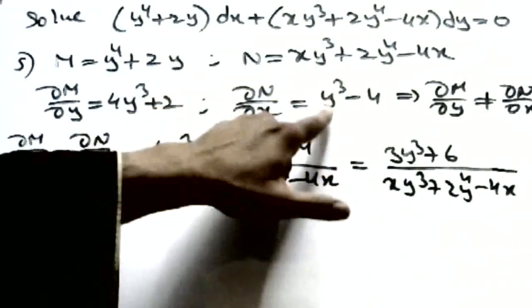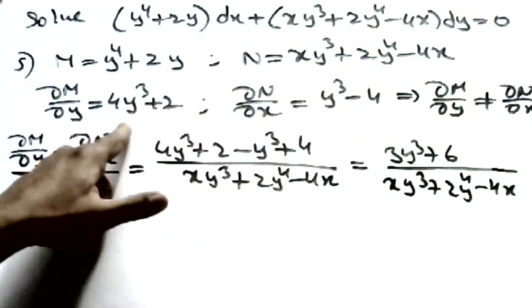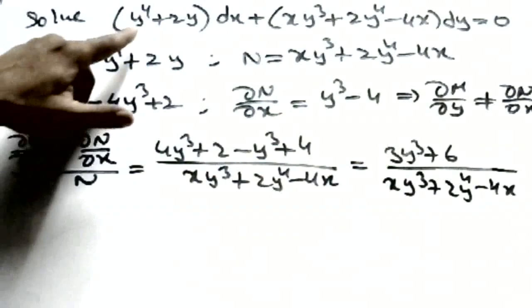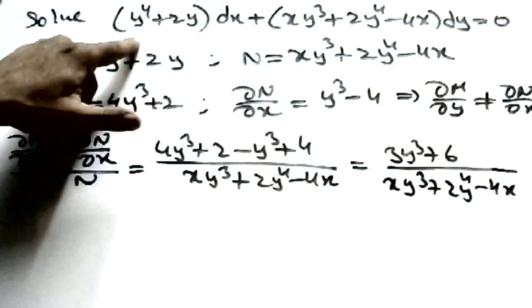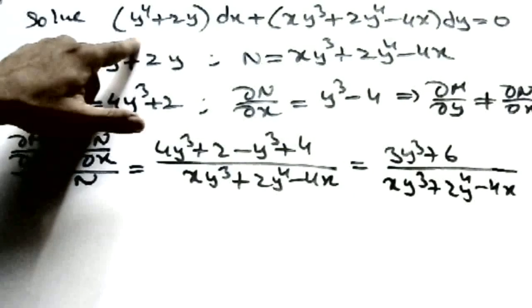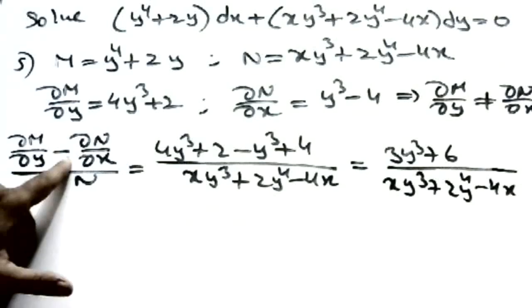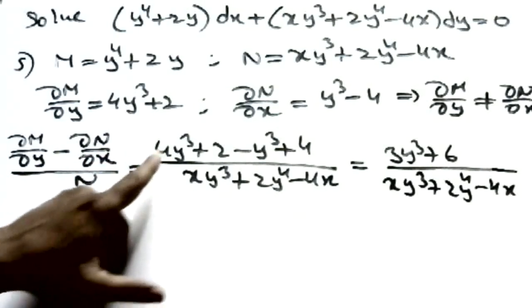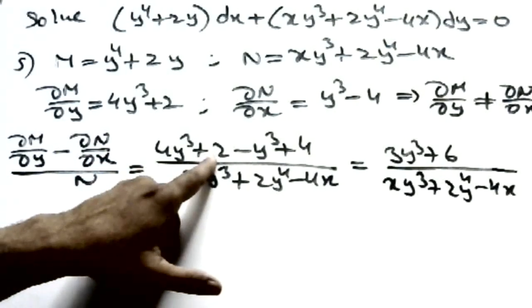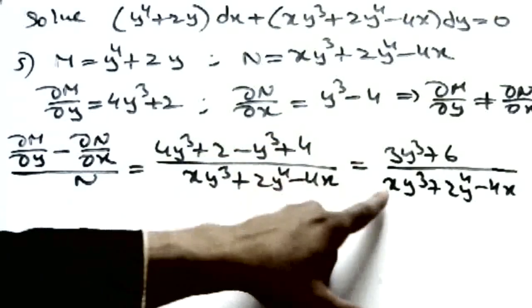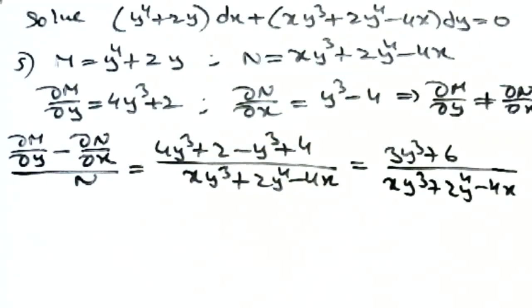And see here, ∂N/∂x, with respect to x is 1, 1 into y³ is y³ minus 4. So these two are not equal. ∂M/∂y is not equal to ∂N/∂x. It is not of the exact form, also not of the form type 2. So let me try for this: (∂M/∂y minus ∂N/∂x) divided by N. The value is 4y³ + 2 minus y³ plus 4.